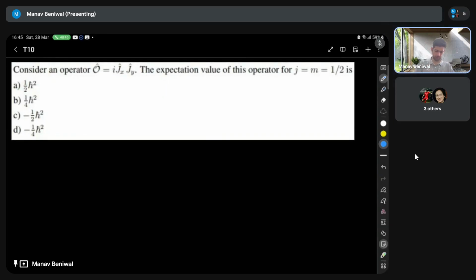Okay, let's solve the next problem. Here we have this operator. We are given some operator O, equal to iota Jx Jy, and we want the expectation value of this operator. Here they mention clearly that j is half and m is half, and then we are asked to find the expectation value of this operator. So what is the operator? The operator O is written in terms of iota Jx Jy.